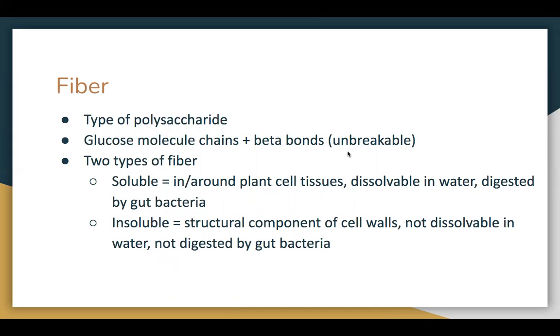Fiber is another type of polysaccharide, and similar to starch, it is glucose molecule chains, but these chains are linked by beta bonds, which means they're unbreakable and undigestible by the human body. There are two types of fiber. There is soluble fiber, which is dissolvable in water and generally digested by gut bacteria, known as fermentation. And there's insoluble fiber, which is a structural component of cell walls, not dissolvable in water and not fermentable.